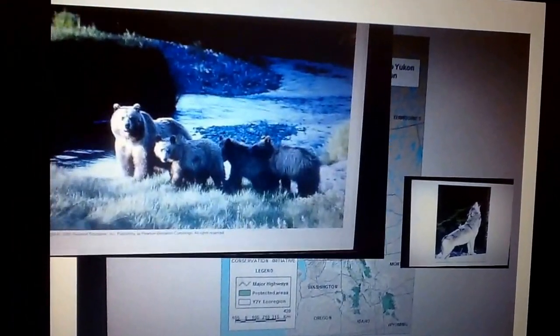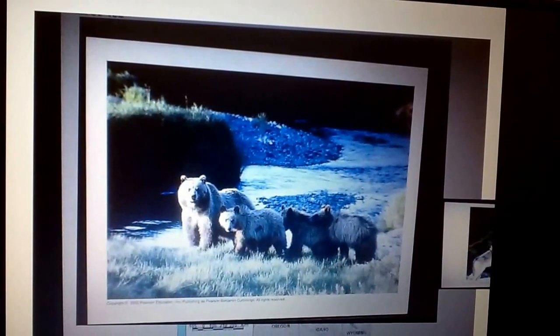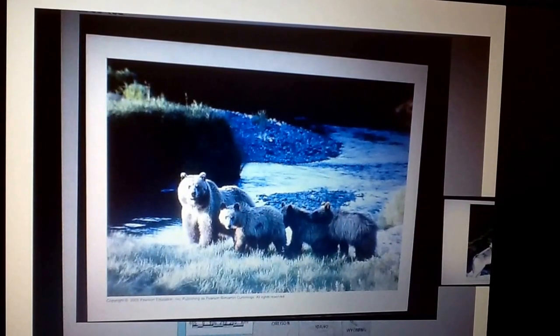A wolf does not want to end up in your backyard. It just does it because you're in the way. The same thing was achieved with the Yukon to Yellowstone co-area with bears.